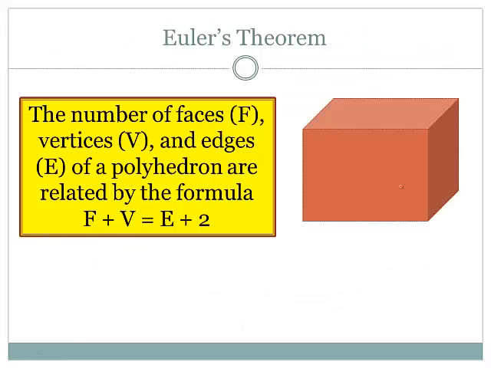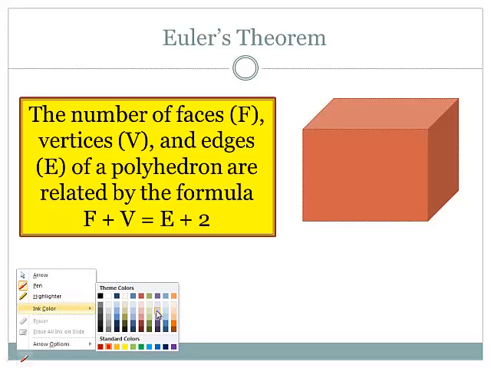And here we have Euler's theorem, and it says the number of faces, F, vertices, V, and edges, E, of a polyhedron are related by the formula F plus V is equal to E plus 2. So we have our faces plus our vertices is equal to the number of edges plus 2. And let's look at this now. We're given what looks like a cube or rectangular prism, so we will use black here.